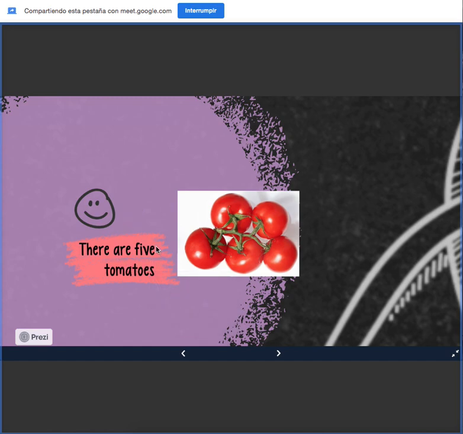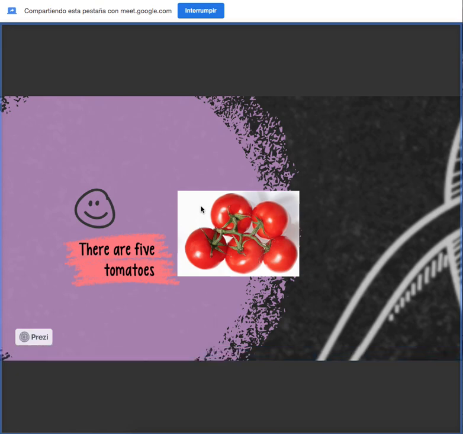If you can use numbers with the nouns, that means that it is countable. Si puedes poner un número al lado de ese noun que tienes, de ese sujeto, significa que es contable. Si tú puedes decir 5 botellas, 4 tomates, así. Si lo puedes decir con números, es contable.